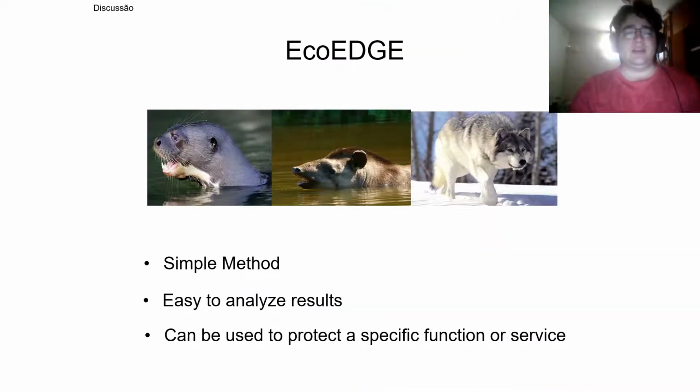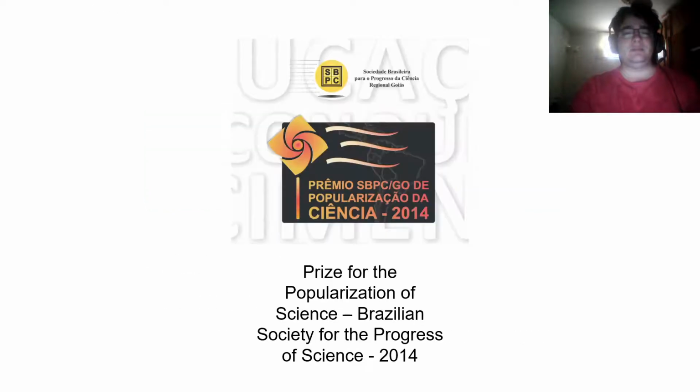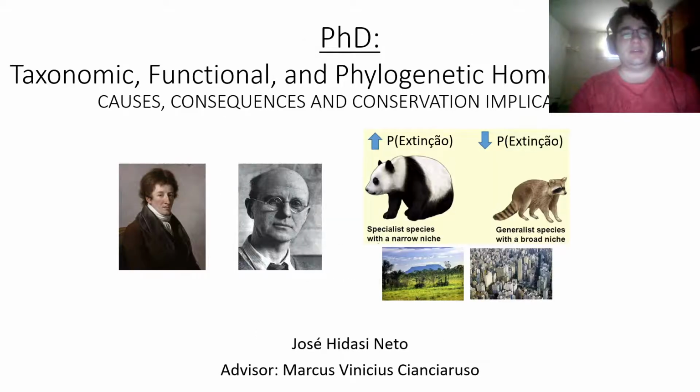So EcoEdge is a simple method. It is easy to analyze results and can be used to protect a specific function or service, for example, related to bee pollination or things like that. And due to this master's degree dissertation, I got the prize for the popularization of science from the Brazilian Society for the Progress of Science. That was really good to me also. And so I have my PhD thesis, which was the taxonomic, functional, and phylogenetic homogenization: causes, consequences, and conservation implications.